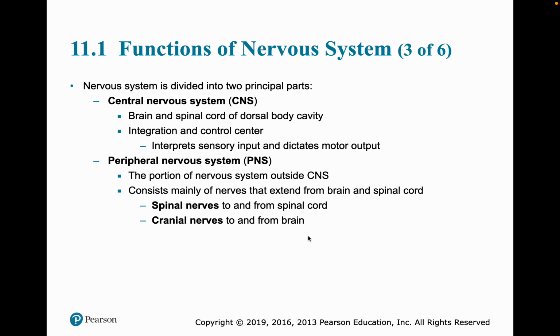The peripheral nervous system would be all of the nervous system outside the central nervous system, mainly spinal nerves and cranial nerves that are going to continue to branch and go to individual effector organs or sensory organs. But those are bringing in the information to the central nervous system or sending information out from the central nervous system.